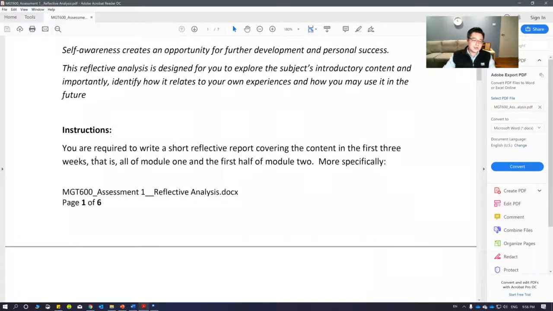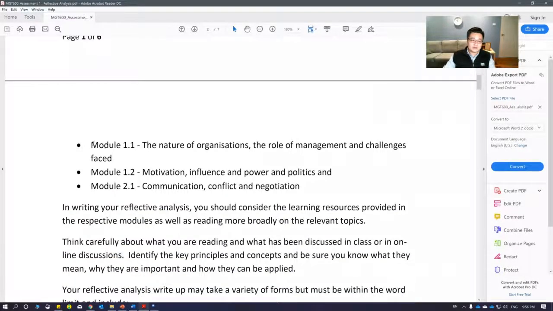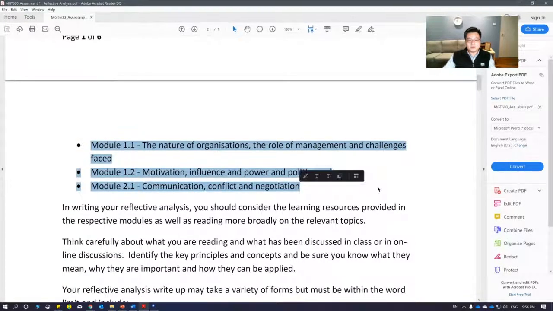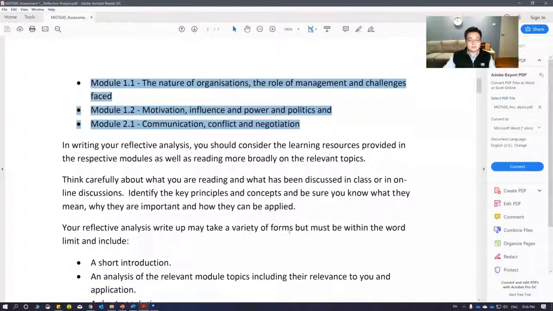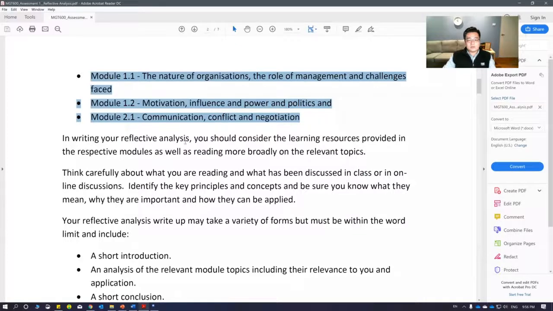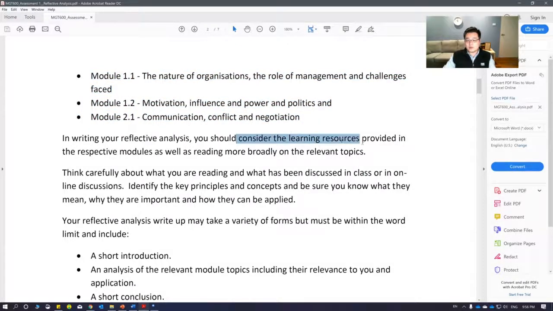The instruction says you are required to write a short reflective report covering the contents in the first 3 weeks, that is, all of Module 1 and the first half of Module 2. Here are the specific requirements: the nature of the organization's motivations and the communications. In writing your reflective summary, you should consider the learning sources provided in the respective modules, as well as reading more broadly on the relevant topics.